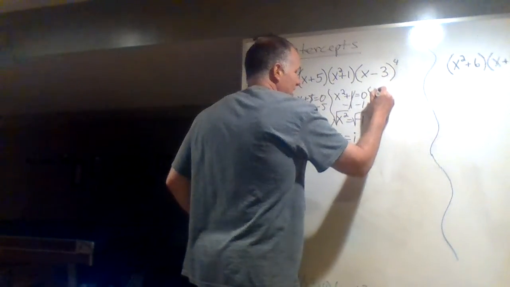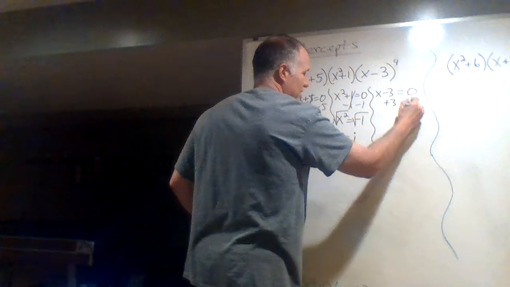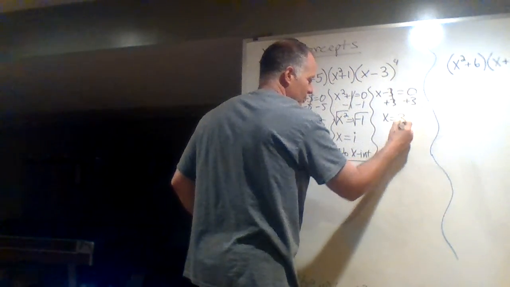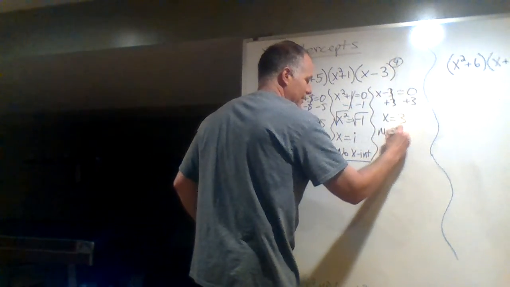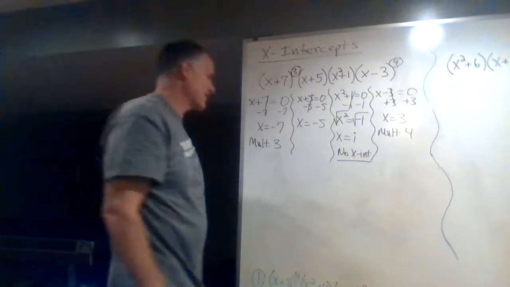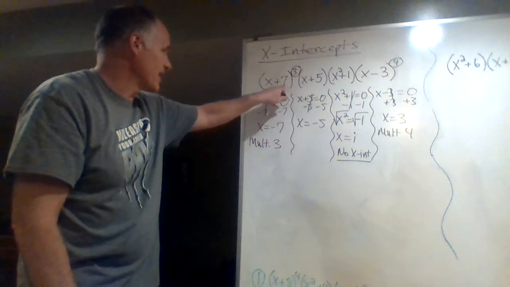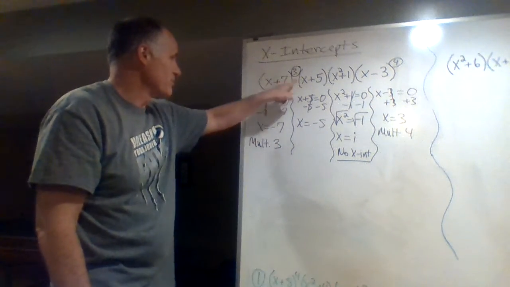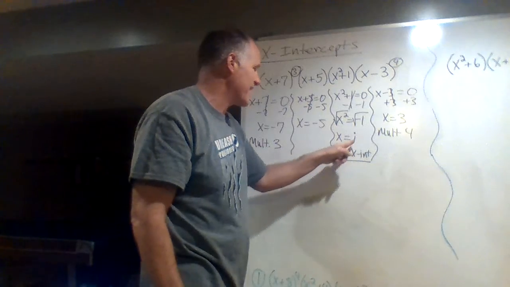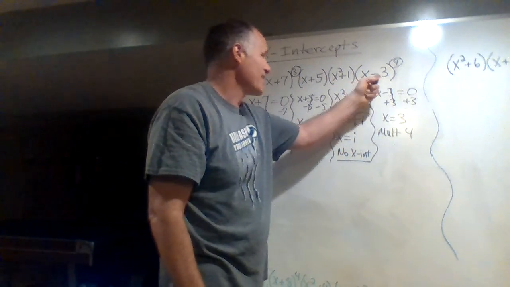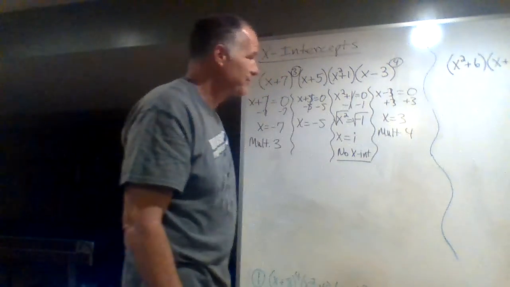The last one, I've got x minus 3 with a power 4. To get rid of minus 3, I plus 3. So x equals 3, but because of that 4, I have multiplicity 4. And those are your answers. Negative 7, multiplicity 3. The x plus 5 is just by itself, there's no power. The x squared plus 1 became the i, so that's no x-intercept. X minus 3, I solved, got a positive 3, and multiplicity 4 because of my power 4 up there.